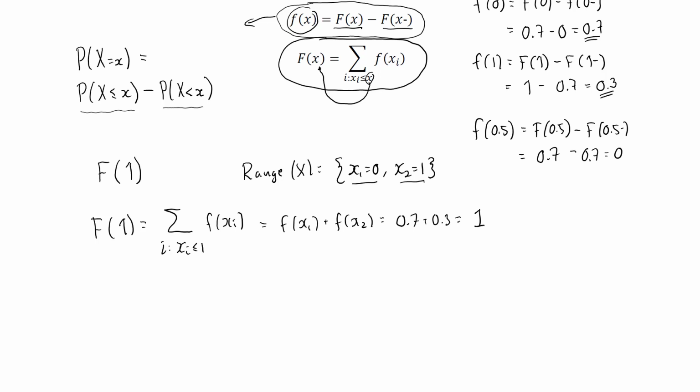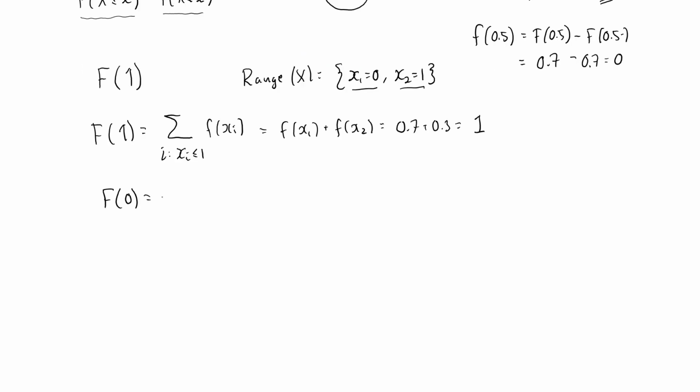If we do F of 0, for example, same thing, summation over i, where now in this case x_i is less than or equal to 0, of f of x_i. In this case, it's only this outcome that will satisfy the condition x_i less than or equal to 0. So this simply becomes f of x1, which is 0.7, which we also recognize as the right answer.